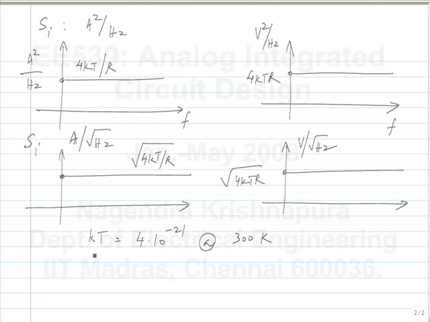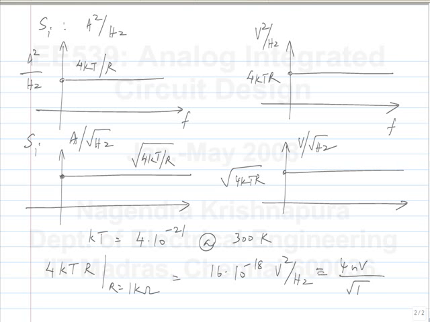And the noise of a 1 kilo ohm resistor is 16 times 10 to the minus 18 volt square per hertz. It's usually more convenient to remember it as 4 nanovolts per square root of hertz. I just took the square root of this. So the noise of a 1 kilo ohm resistor is 4 nanovolt per root hertz. So if you remember this, you can generally scale it up for any other. If you have a 16 kilo ohm resistor, it will be 16 nanovolts per square root hertz and so on.